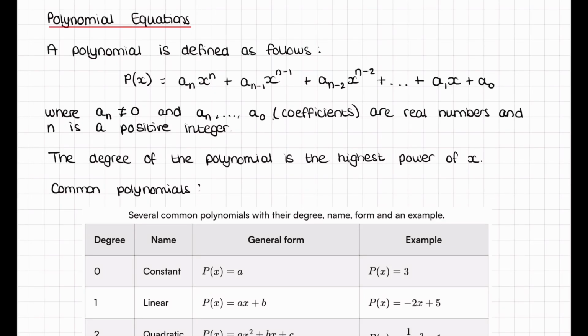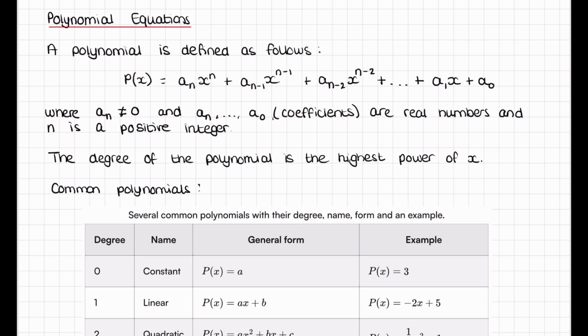In this video we're going to have a quick look at polynomial equations. So a polynomial is defined as follows. It looks a bit complicated there, but basically anything that looks like a quadratic or a linear equation is classed as a polynomial. Now in a polynomial, the first term, a_n x to the power of n, cannot be equal to 0, because then we don't have x with the highest power.